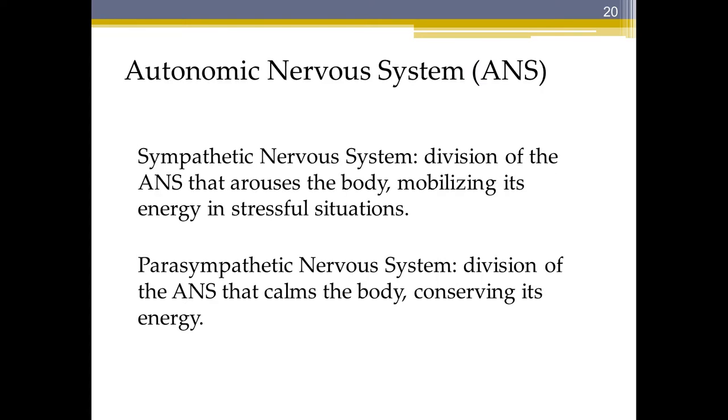Now, the autonomic nervous system can be broken down into sympathetic and parasympathetic. The sympathetic is the one that mobilizes you in stressful situations. That's what's going to enable fight or flight. That's essentially what's going to get you the hell out of Dodge if the zombies are coming. The parasympathetic, on the other hand, is what calms the body and conserves energy. So the best way to differentiate between these two is to think the parasympathetic is like a parachute, because it slows you down.